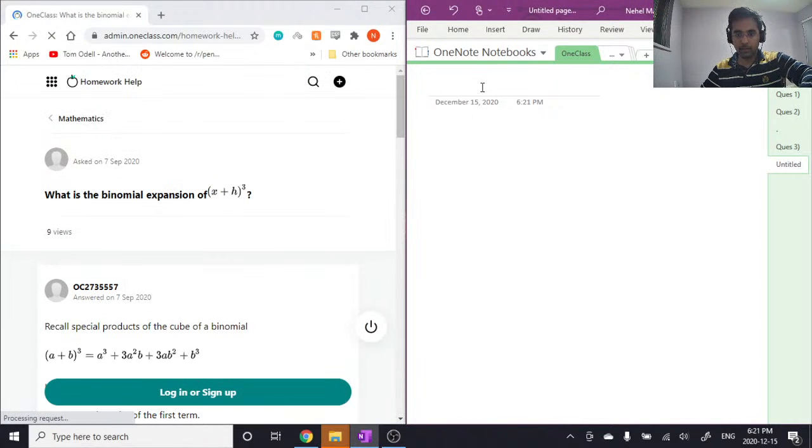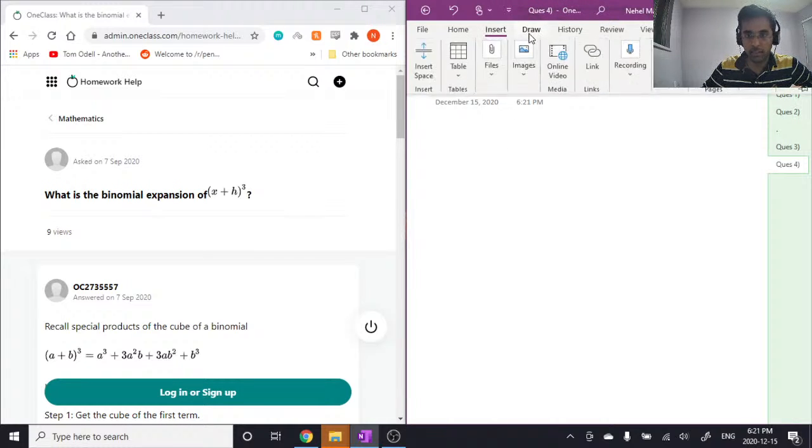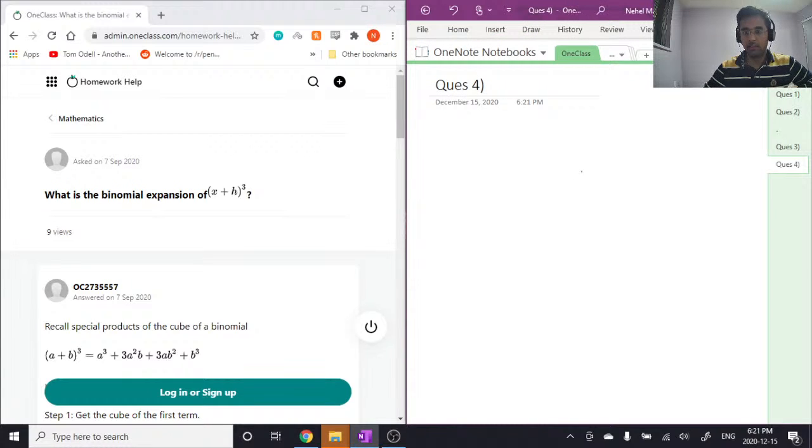Okay, next up, question number 4. What is the binomial expansion of this given expression? So I think the easiest way to solve this question is to just remember the identity for this.